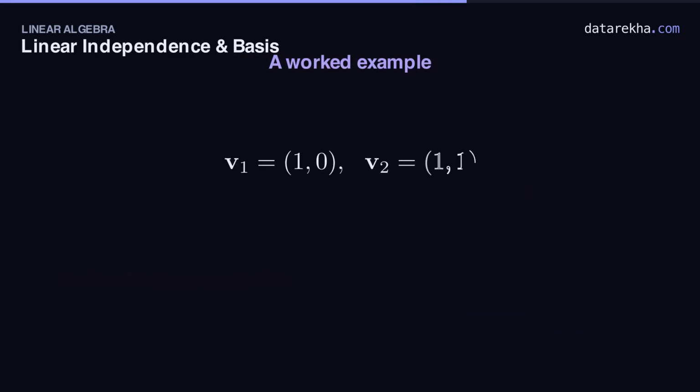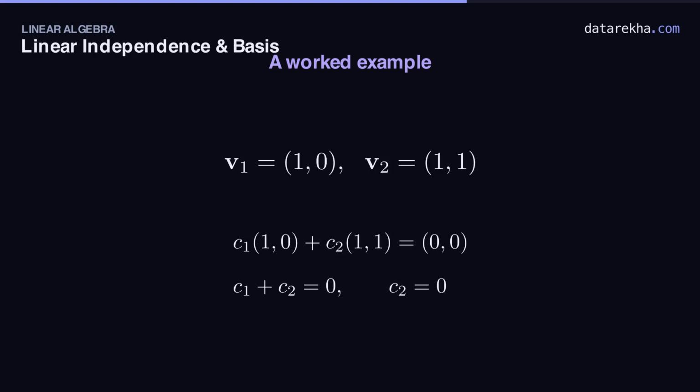Let's turn the crank on a real example in the plane. Test the pair (1, 0) and (1, 1). Set a combination to 0 and read it off coordinate by coordinate. The first coordinate gives C1 plus C2 equals 0. The second coordinate, all by itself, gives C2 equals 0. C2 is 0, and feeding that back makes C1 0 too. Only the trivial solution survives, so this pair is independent.